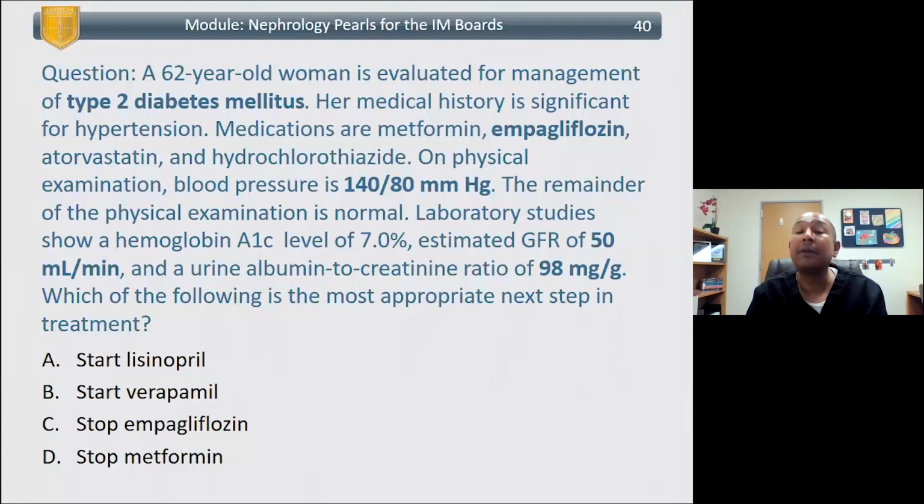And what do we talk about? It's going to be ACE first. No questions asked. You want to start an ACE. Is there a role for calcium channel blockers in dumping protein in the urine? There is. We'll talk about it, but definitely the answer here is going to be A. Good. So let's do a little deeper dive.